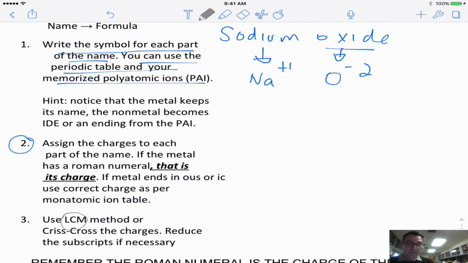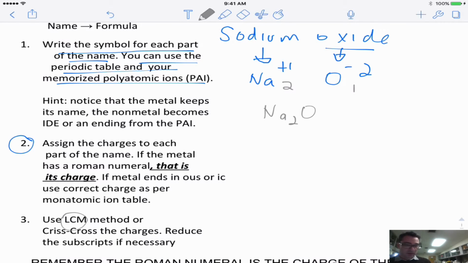The least common multiple between +1 and -2 is 2. So I would need 2 sodiums that are +1 for a total of +2. If I multiply them, I get +2. And I would need 1 oxygen at -2. And so my final formula for this would be Na2O.